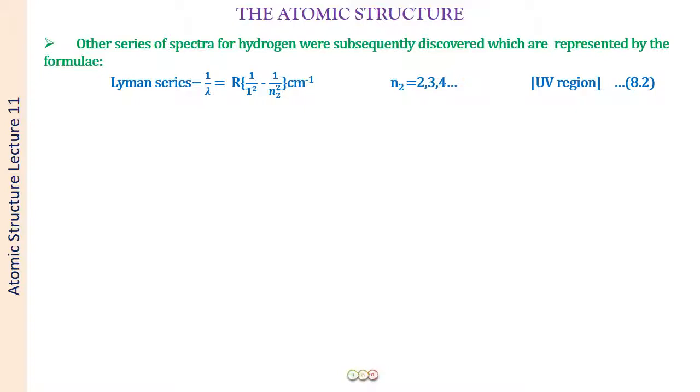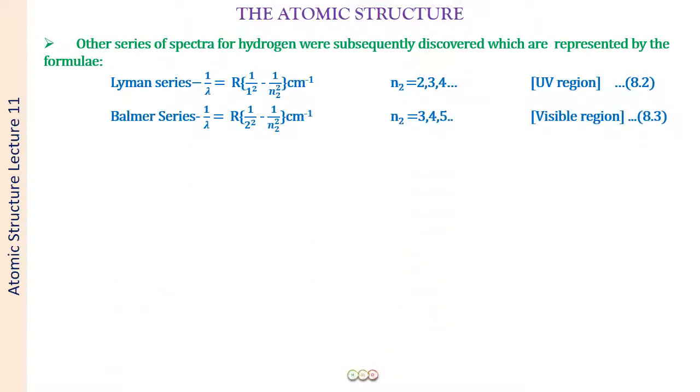In the Lyman series, n1 is 1. So for the Lyman series, 1 by lambda becomes R into 1 by 1 square minus 1 over n2 square centimeter inverse, and n2 would start from 2 to infinity, and the wavelength you find in the UV region. Then the Balmer series, n1 is 2, that we've already studied, and n2 will start from 3 to infinity, the wavelength coming in the visible region.